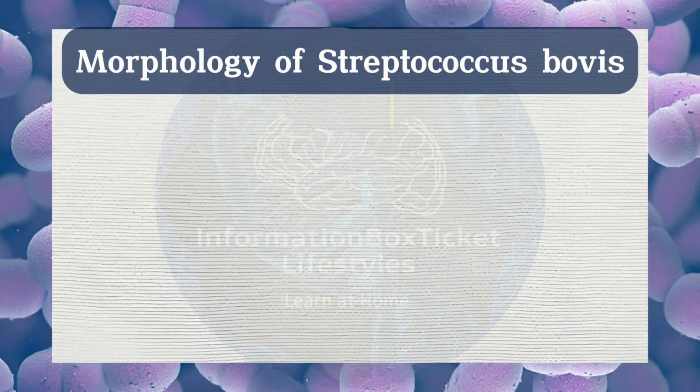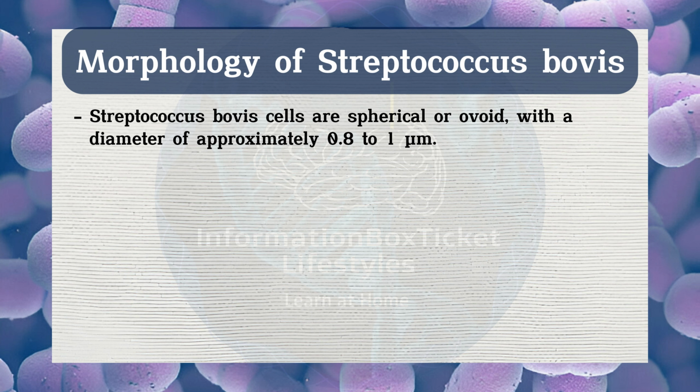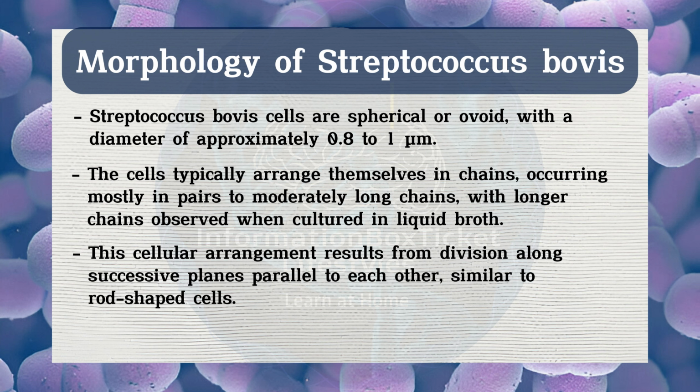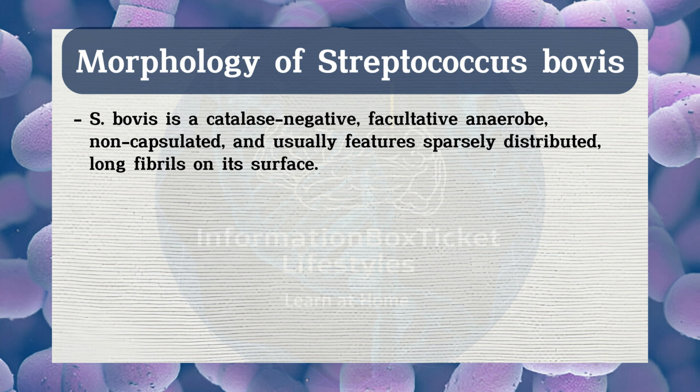Morphology of Streptococcus bovis. Streptococcus bovis cells are spherical or ovoid, with a diameter of approximately 0.8 to 1 micrometer. The cells typically arrange themselves in chains, occurring mostly in pairs to moderately long chains, with longer chains observed when cultured in liquid broth. This cellular arrangement results from division along successive planes parallel to each other, similar to rod-shaped cells. S. bovis is a catalase-negative, facultative anaerobe, non-capsulated, and usually features sparsely distributed, long fibrils on its surface.